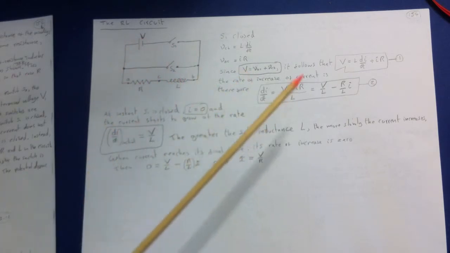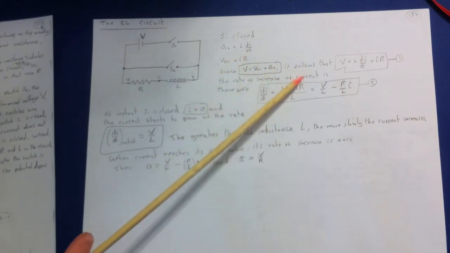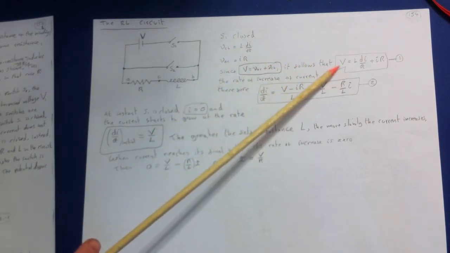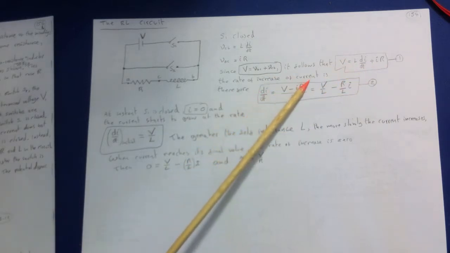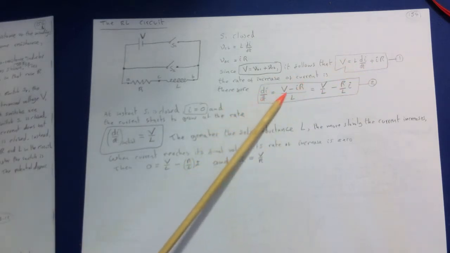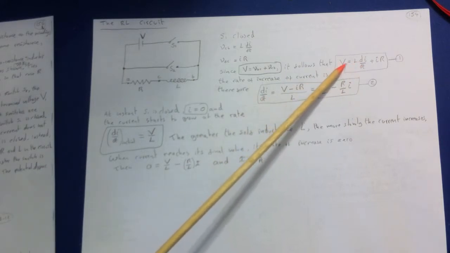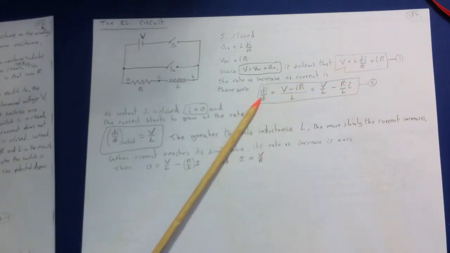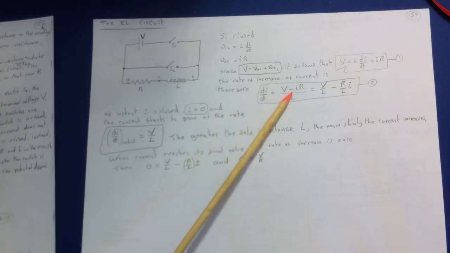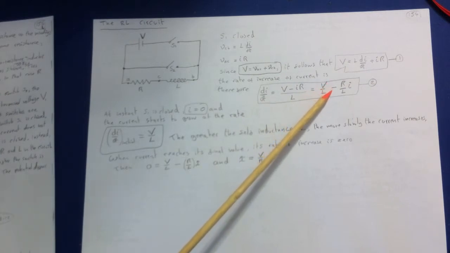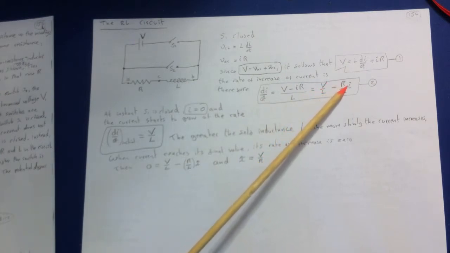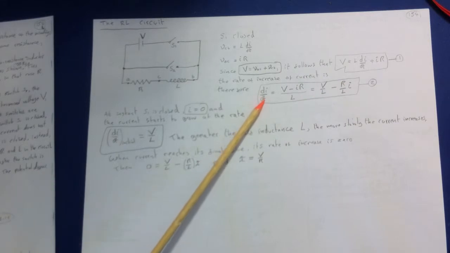It follows that we can plug these values in, and we can rewrite it as V equals L di by dt plus iR. The rate of increase of current is therefore, we can rearrange this, bring the L on this side and the iR on this side, and we end up with di by dt equals V minus iR over L. Bringing the L out, so it's V over L. We can then rewrite this as V over L minus R over L times i. So that's our equation for the rate of the current changing.